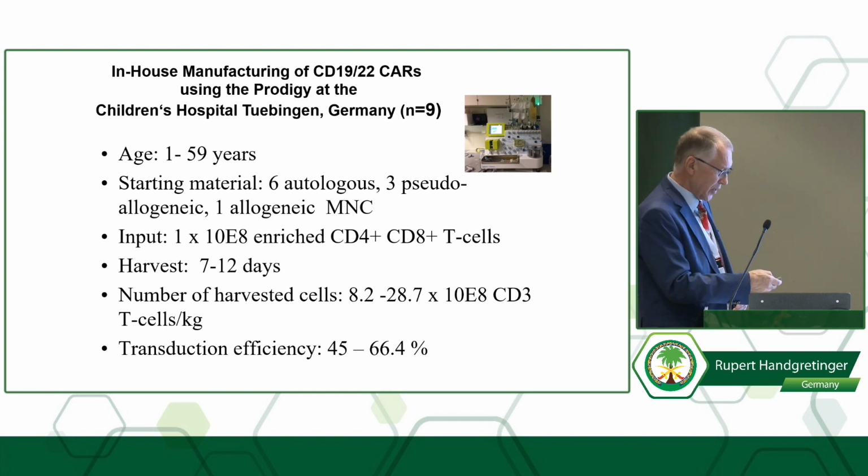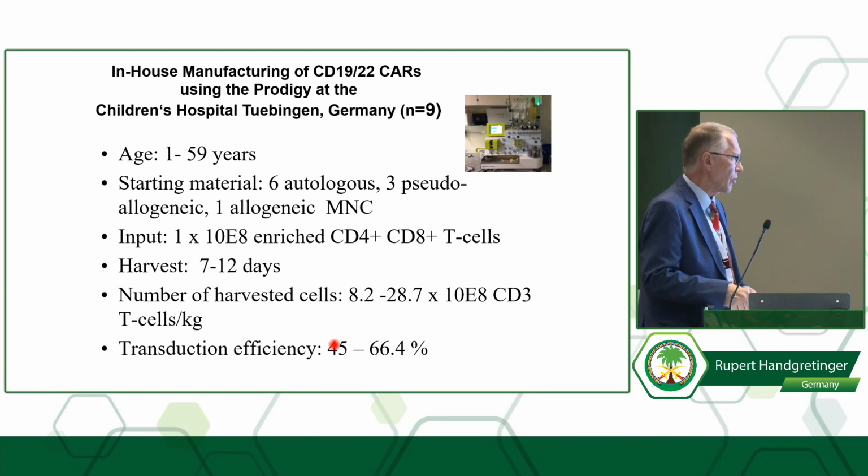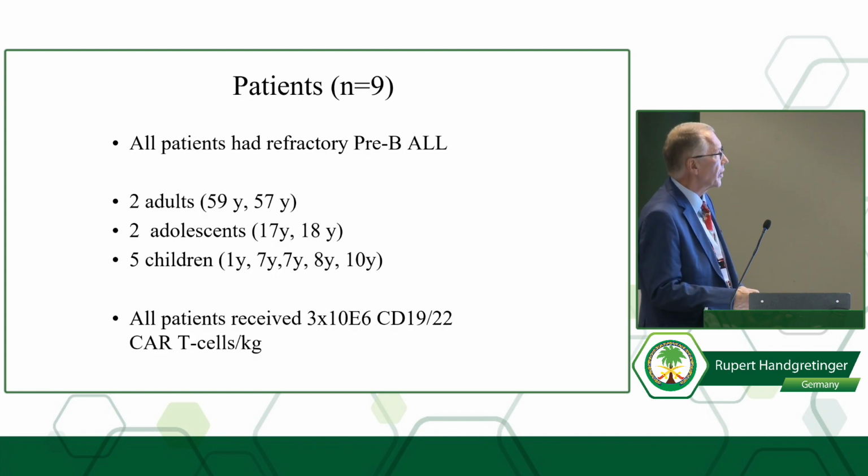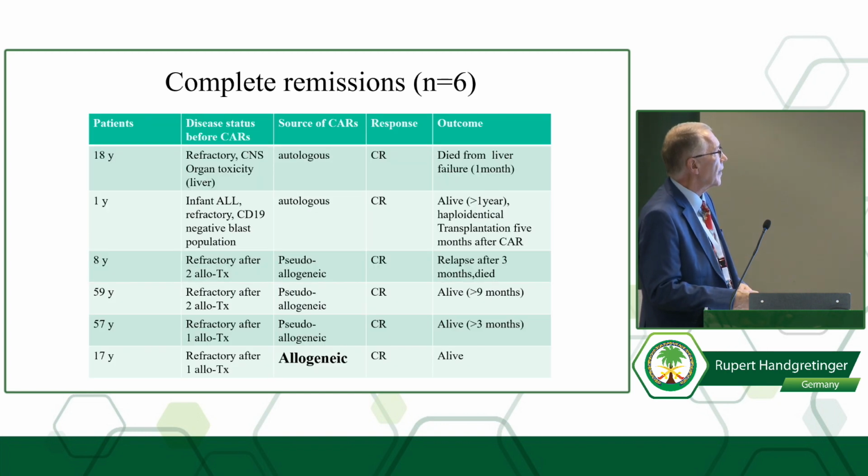This is the input cells. Here we still had up to 12 days, but this has now changed to 8 days. The number of cells is always very high, more than we can use. We give about 3 million per kg body weight, and the transduction efficiency is also very good, in the range of about 50%, which is, I think, a good thing. These patients all had very refractory pre-B ALL, 2 adults, 2 adolescents, 2 children, and this is the number of cells they received. And 6 patients went into complete remission, also very advanced patients.